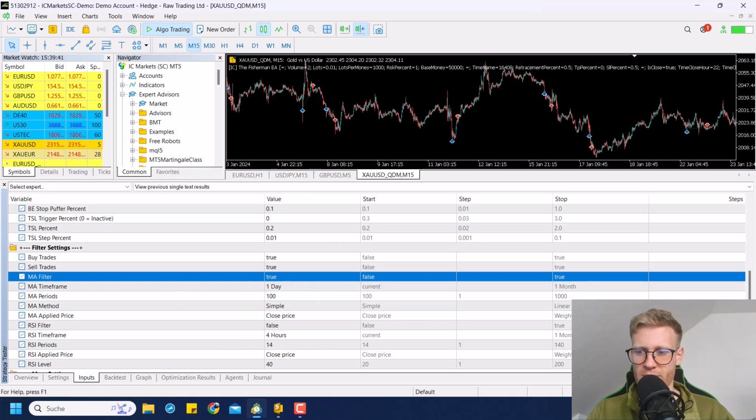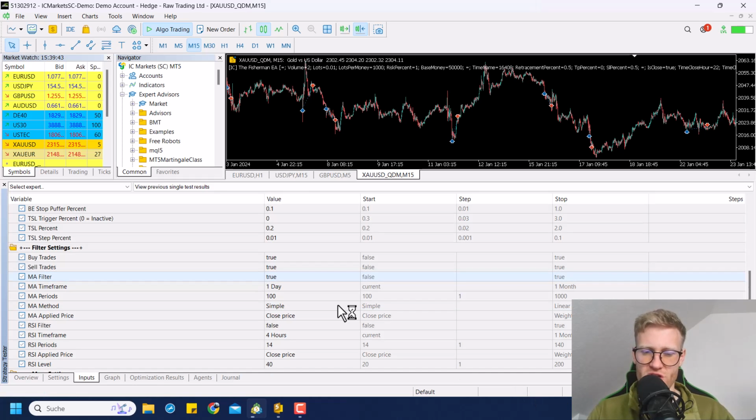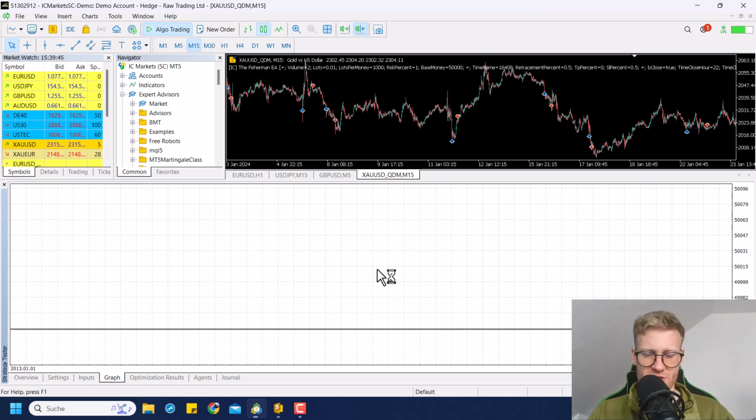In the development process, I only used the moving average as a filter indicator, and I'm going for buy and sell trades if the moving average indicates this trend.